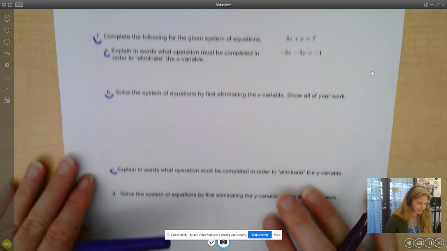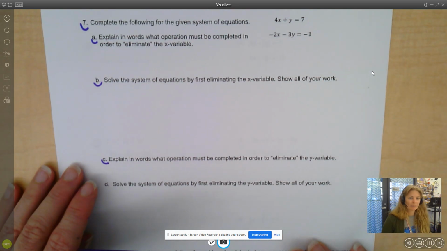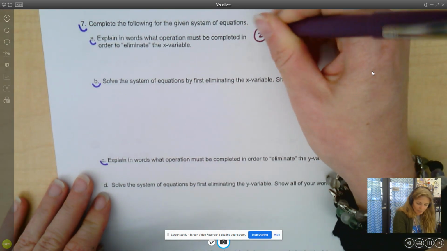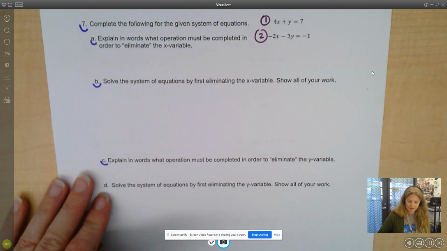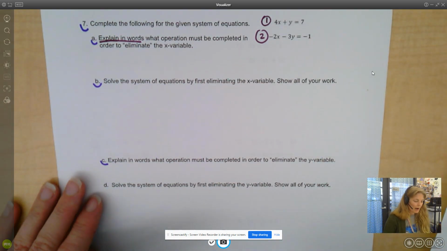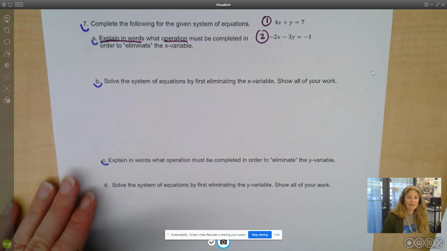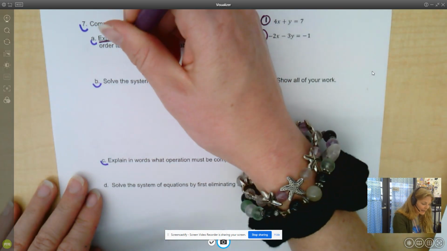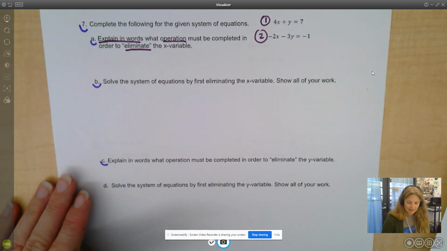Okay, so let's take a look at number 7. Number 7 says complete the following for the given system of equations. So I'm going to label this 1 and 2 so we can discuss the solving process. Part A says explain in words what operation, and they mean addition, subtraction, multiplication, division, must be completed in order to eliminate the x variable.